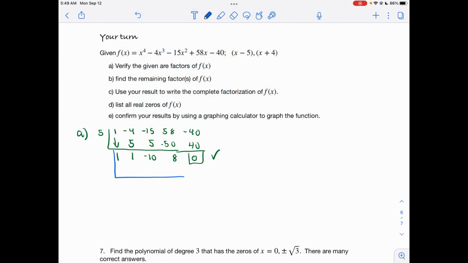smaller powers of x. And now I'm going to use negative 4 on the outside. So I'm going to bring the 1 down. That gives me a negative 4, which is negative 3, which is positive 12, which is positive 2, and negative 8, remainder of 0. So that's A, we've verified.